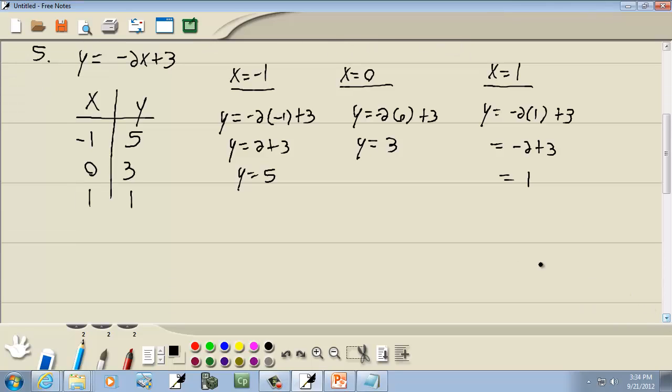Well, now that we've got our 3 points, we're going to plot those. So I've got negative 1, 5. Should be right here. I've got 0, 3, which would be right here. And I've got 1, 1, which would be right here. And after we plot those 3 points, then we draw a line through them, and that would be our graph. And that's the point plotting method.